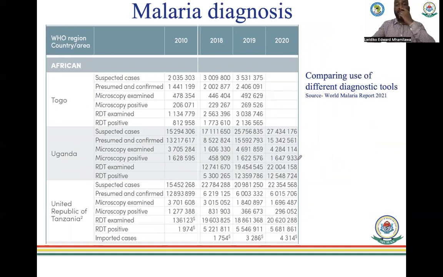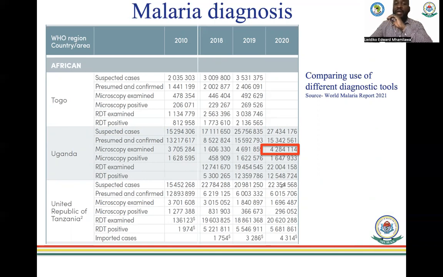So this is the last part for now, looking at an example of comparing how different diagnostic tools are used. This is the World Malaria Report, and this is a case of Uganda. You can see how many patients were suspected malaria cases. We're talking about 27 million people who were suspected malaria cases, but how many were actually tested, microscopy examined? We're looking at only 4 million out of this.